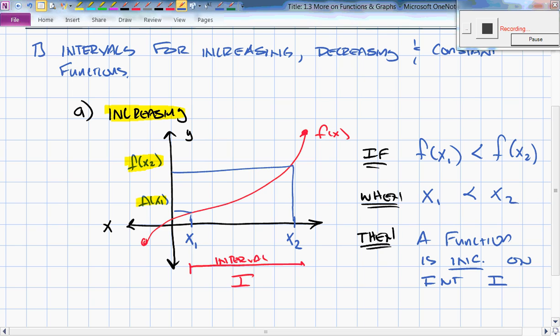So the goal here is for you to be able to look at the stuff on the right-hand side and relate it back to the graph on the left-hand side. So do all of these notations and inequalities make sense to you? That's the question you should ask yourself. Do you know what f of x1 is? Do you know what f of x2 is? Can you read that inequality, and does it make sense?